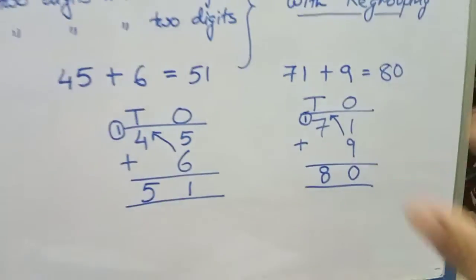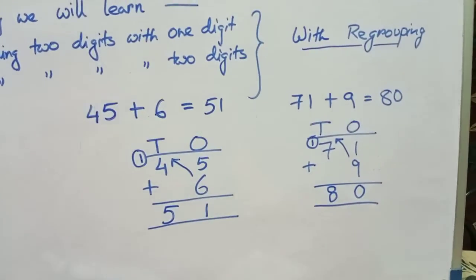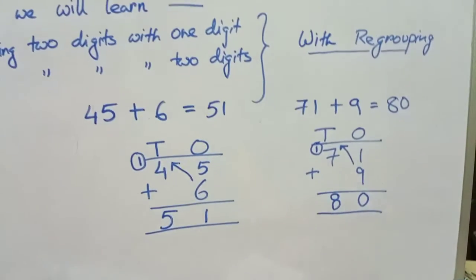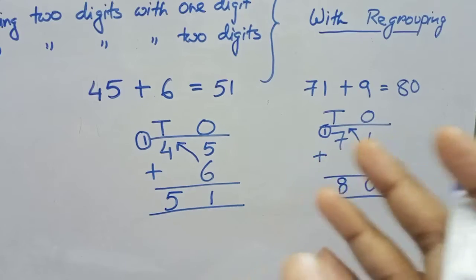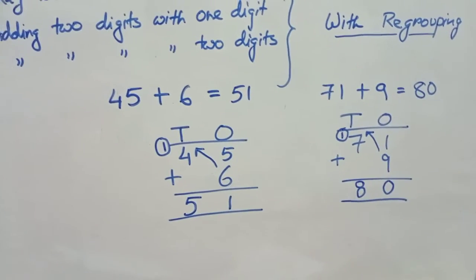So this is how we have to do addition with regrouping in case of two digit numbers. The concept is the same even for higher digits that you are going to learn in higher classes.